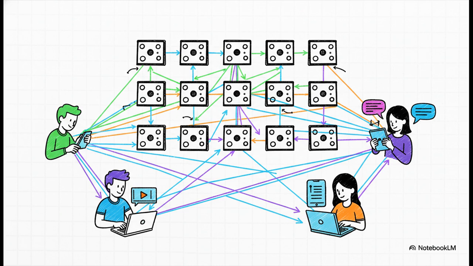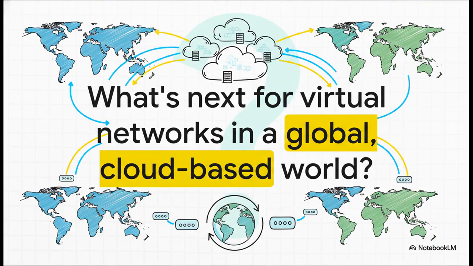The next time you hop on the Wi-Fi or stream a video, just take a second to remember the silent, intelligent work being done in the background by switches and VLANs. They really are the invisible backbone that brings order to all that chaos, making the seamless digital lives we all live possible. And that leaves us with one final thought to chew on.